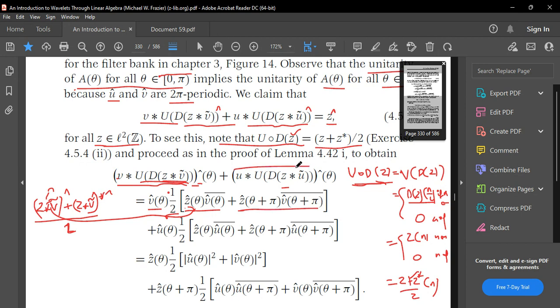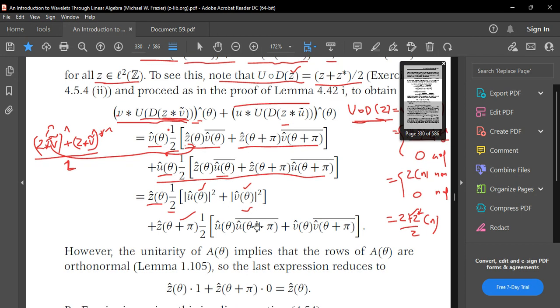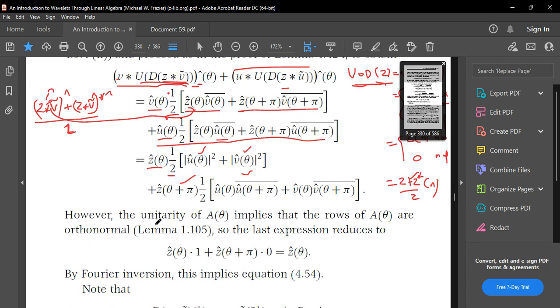Similarly, for this full element we can write this identity, and grouping these elements with z cap of theta as common, this half can be taken as this, rearranging this one, and u cap of theta and u cap of theta conjugate become u cap of theta whole square. Similarly, v cap of theta, and hence here also. Now we know what we have to prove: the unitarity of a theta implies the completeness of b. So we have assumed the unitarity of a theta. This means that the rows and columns of a theta are orthonormal. This lemma 1.105 you refer.